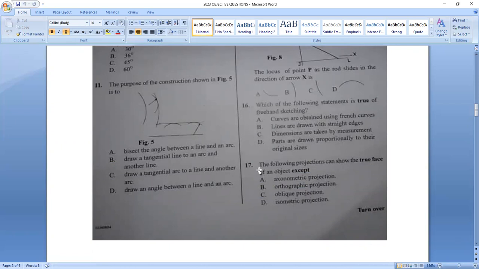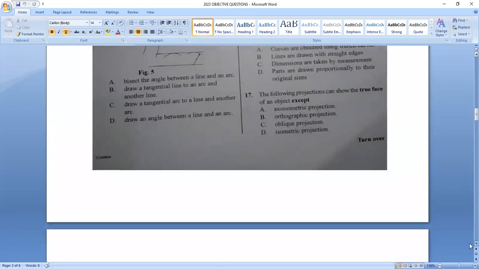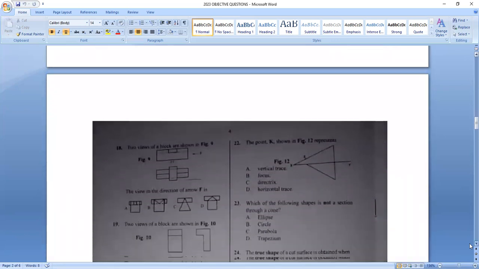So question 17. The following projections can show the true face of an object except oblique projection. That's the answer to that question. That's option C. Then move to question 18.